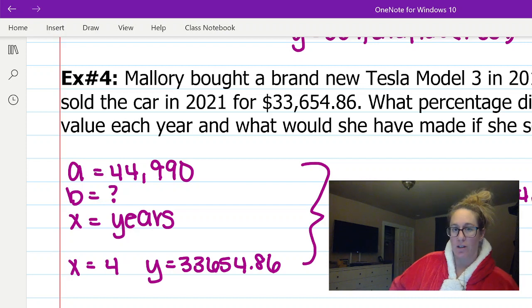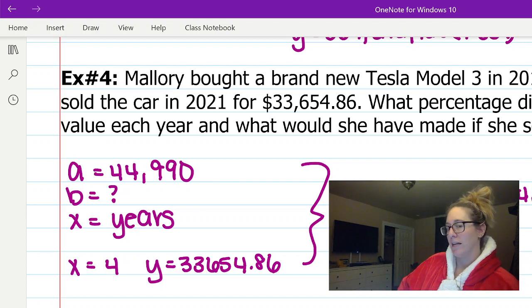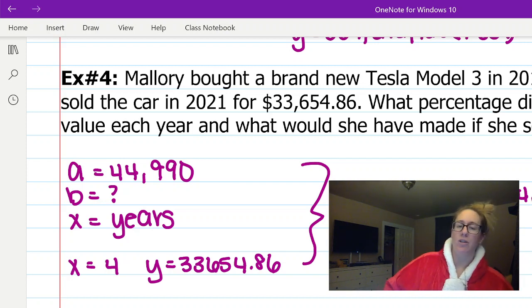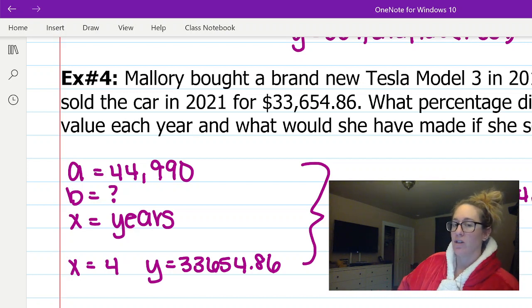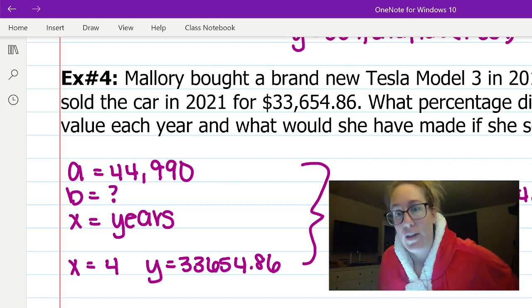Then it gives us the car was sold in 2021. So that's 4 years after the 2017 purchase. So when X is 4, we know that we sold it for 33,654.86, which is a Y value. So it's essentially giving us an X value and a Y value. So I'm making my equation. I don't know B, but I do have a value to plug in for X and Y, which is what we've got right here. So now we're at the solving stage.